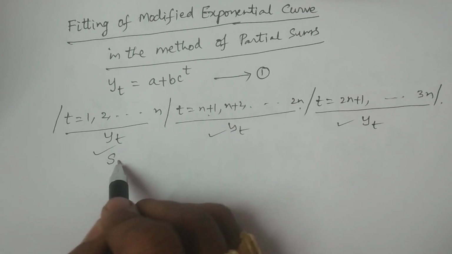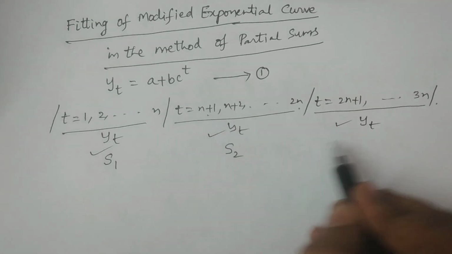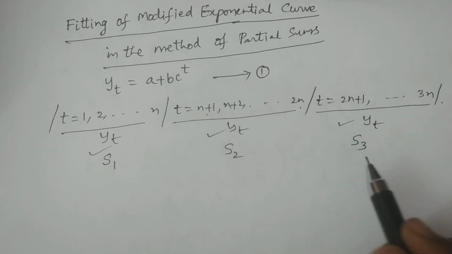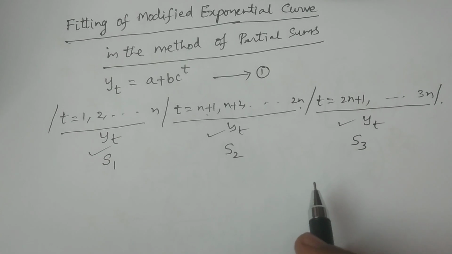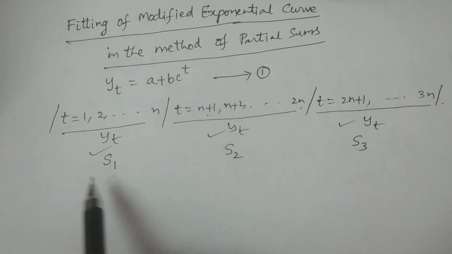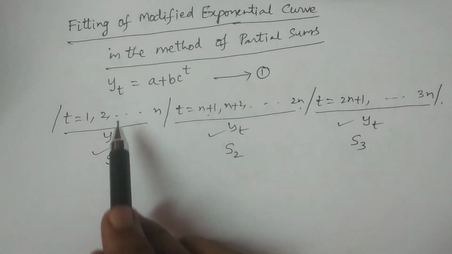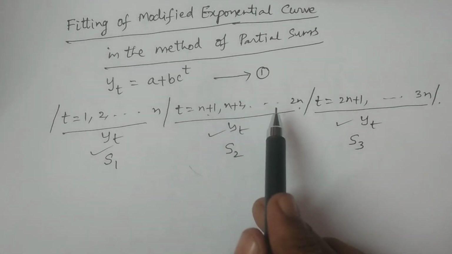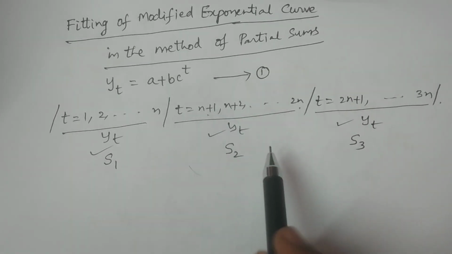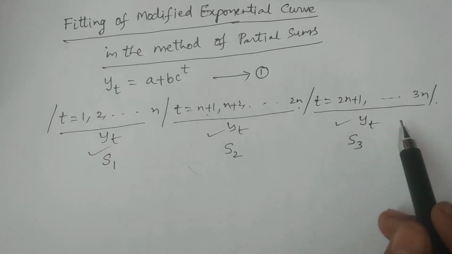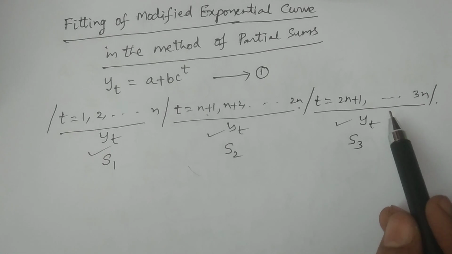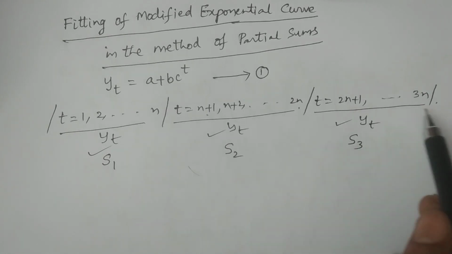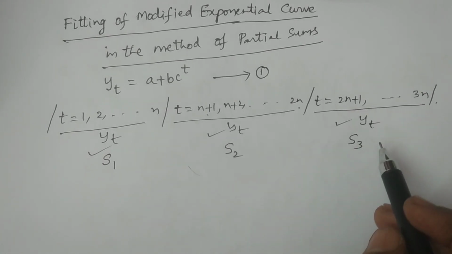Let them be S1, S2 and S3. The sum of all yt in the first part is S1, the sum of all yt in the second time period is S2, and the sum of all the values of yt in the third time period is S3.